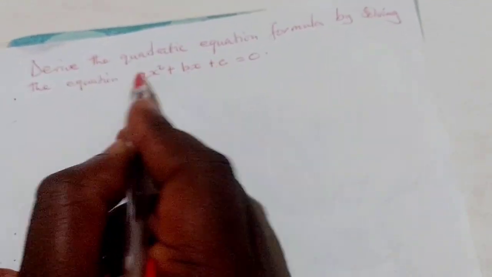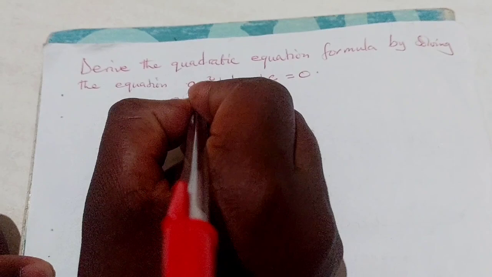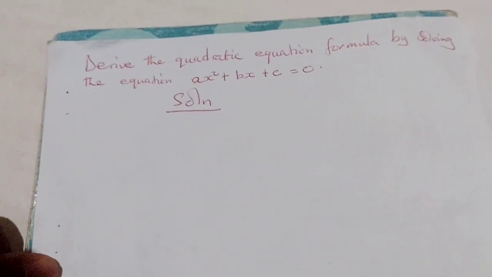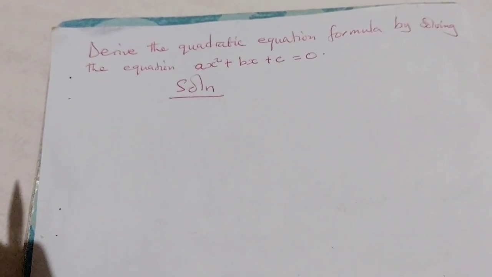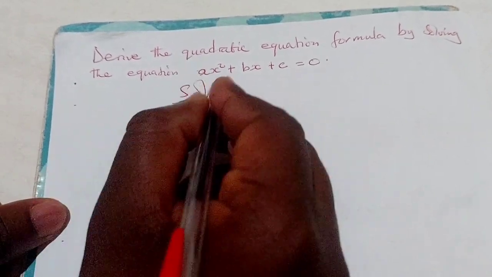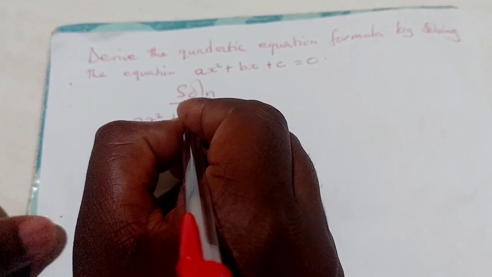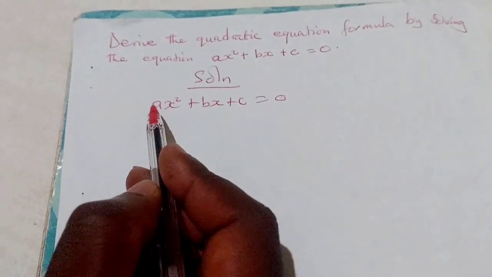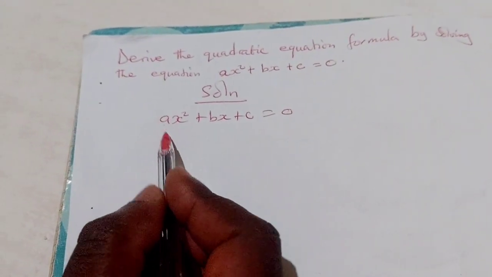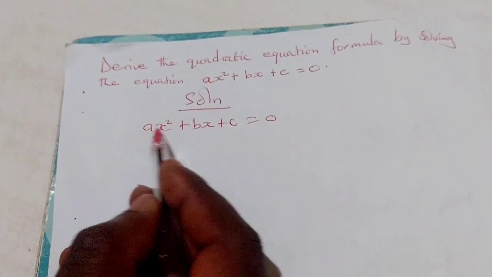Now, the method we are going to use in solving this equation is known as completing the square. So, let's have a solution here. The first rule of solving a quadratic equation using completing the square is to make sure that the first term has a coefficient of 1. If it has a coefficient of 1, then you are good to go using completing the square. Now, our first step is to make sure that this first term has a coefficient of 1.